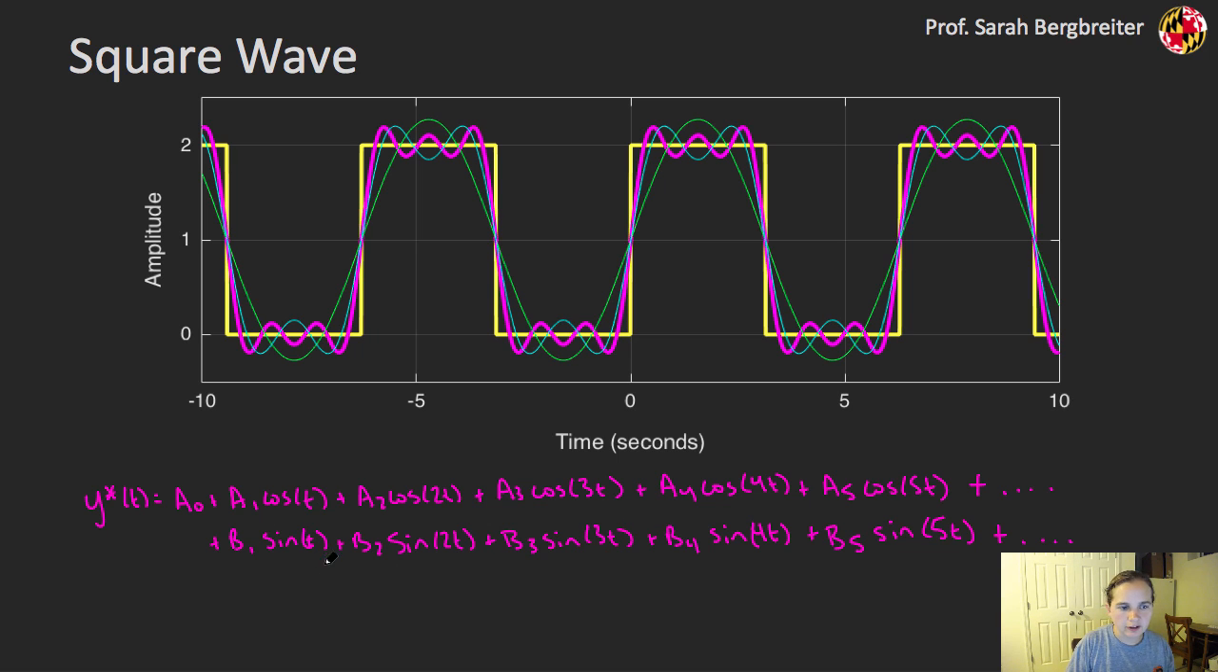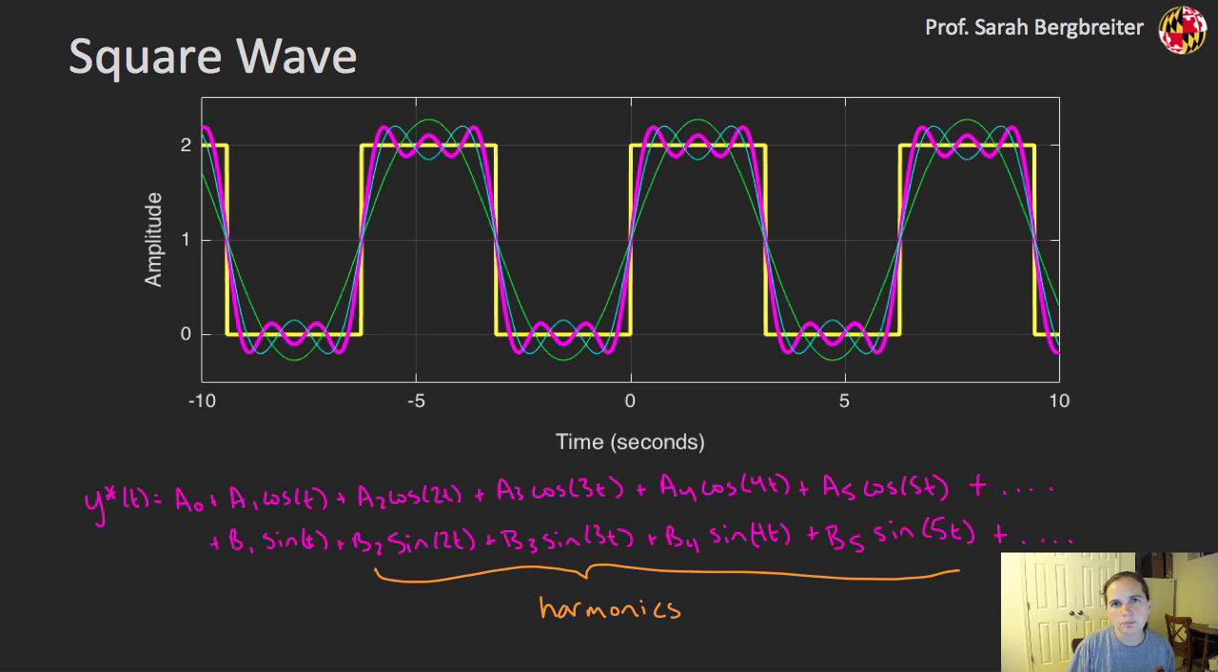And one other definition: other than obviously the DC component here, this lowest frequency term is called the fundamental frequency. All of the other terms here are going to be called the harmonic frequencies, or harmonics.